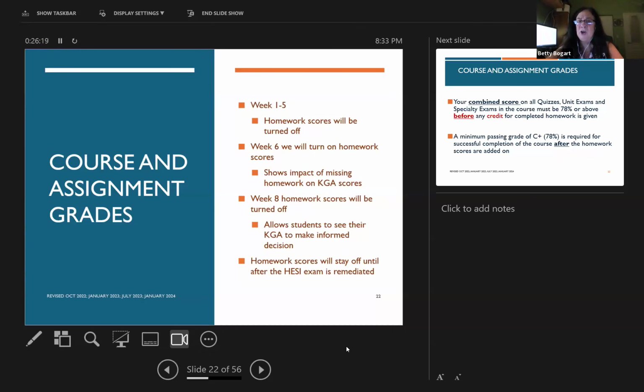So we turn the homework grades on at week 6. You're going to see NCLEX questions and your sim charts start to show up in the grades, and you can see how they make a difference.